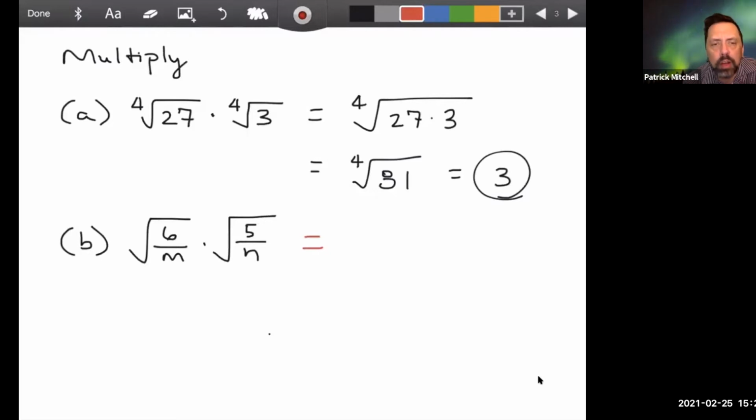So we have the square root of 6 over m times the square root of 5 over n. According to the product rule, that's going to equal the square root of 6 over m times 5 over n. By the way, there is an unwritten assumption here. I think the safest way to say it is just to say that all variables represent positive real numbers, okay?